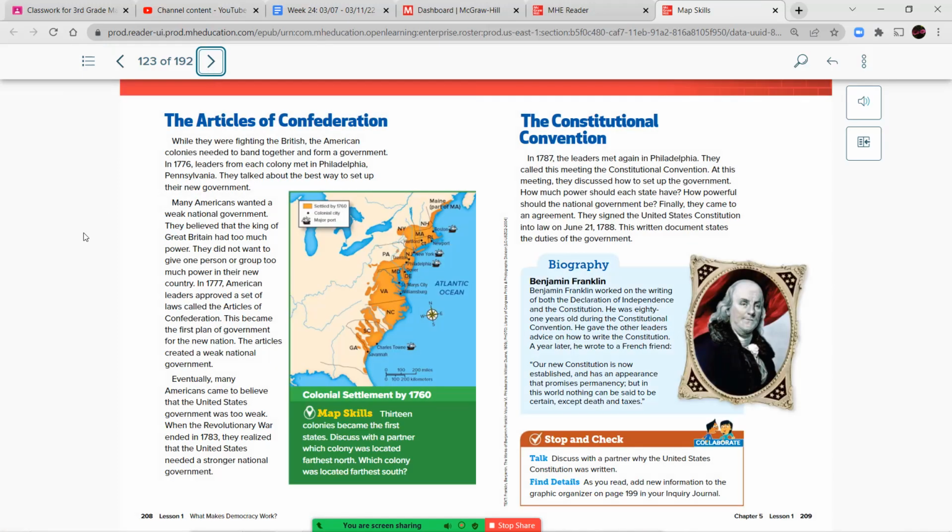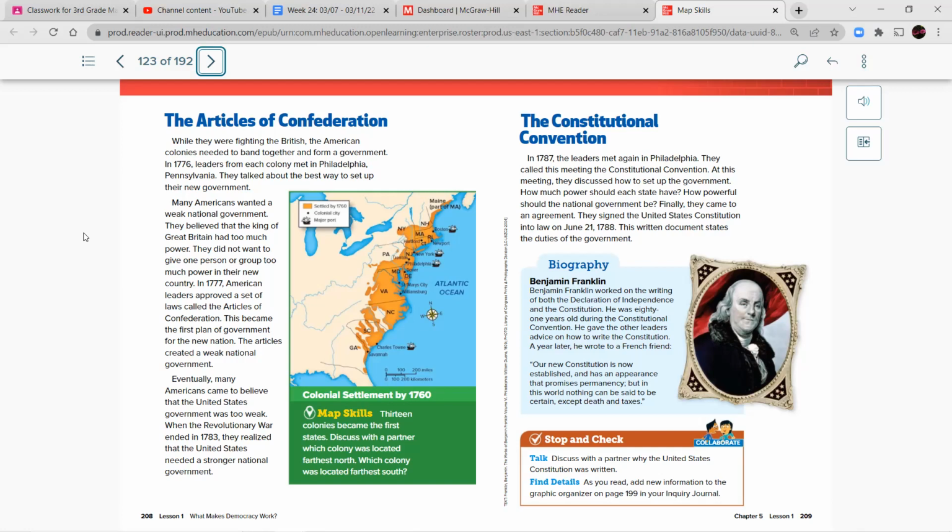The Articles of Confederation. While they were fighting the British, the American colonists needed to band together to form a government. In 1776, leaders from each colony met in Philadelphia, Pennsylvania. They talked about the best way to set up their new government. Many Americans wanted a weak national government. They believed that the King of Great Britain had too much power. They did not want to give one person or group too much power in their new country.